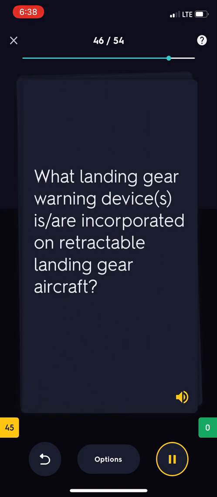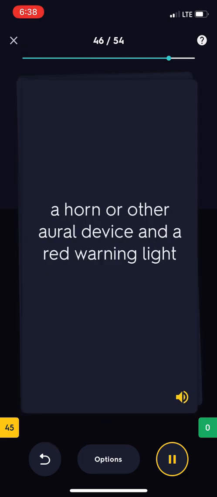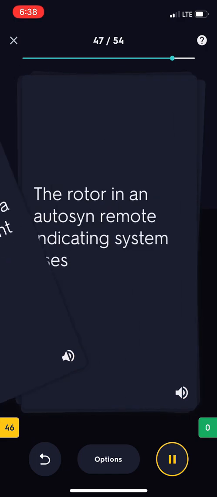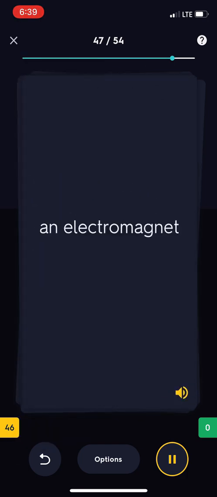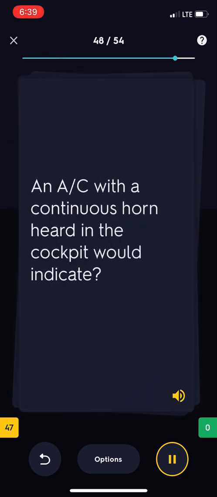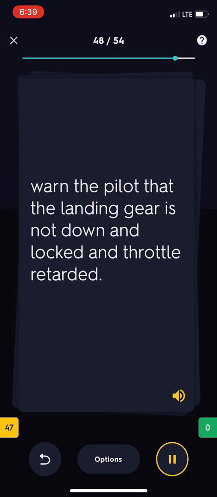What landing gear warning devices are incorporated on retractable landing gear aircraft? A horn or other aural device and red warning light. The rotor in an Autosyn remote indicating system uses an electromagnet. An aircraft with a continuous horn heard in the cockpit would indicate: warn the pilot that the landing gear is not down and locked and throttle retarded.